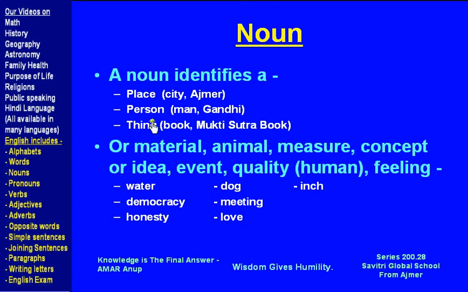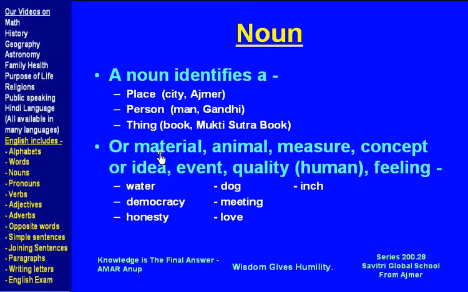A noun identifies a person. So when we use the word man, we are talking about a person, and when we say Gandhi, we are talking about a particular person. So again, this is a common noun, this is a proper noun, and we will talk more about common and proper nouns later in this chapter.